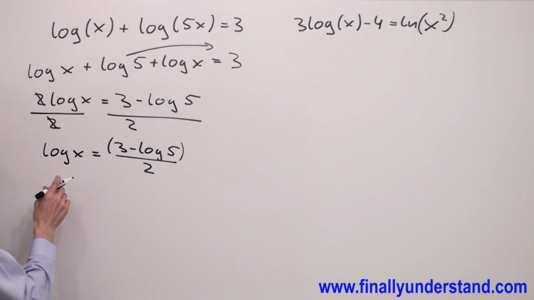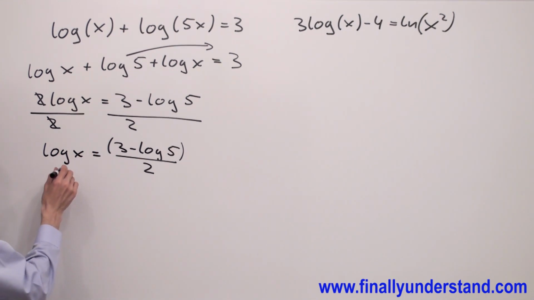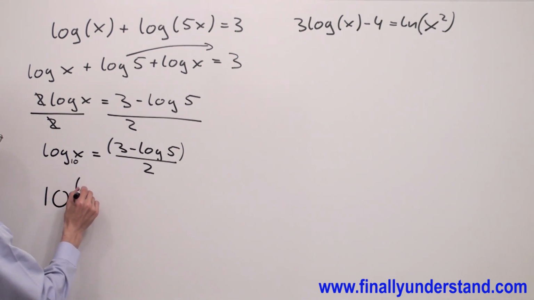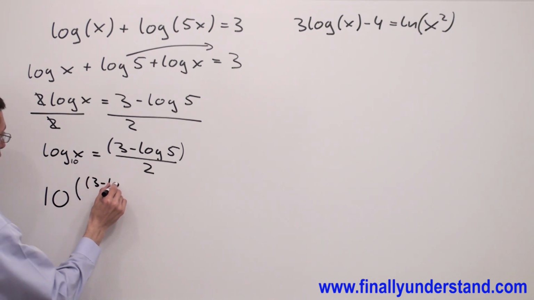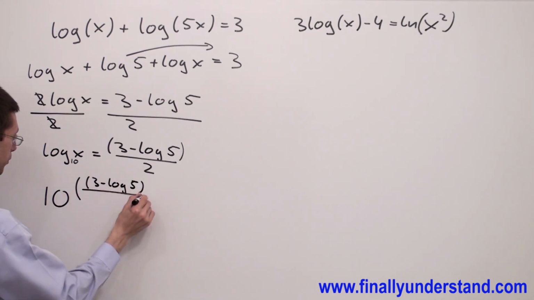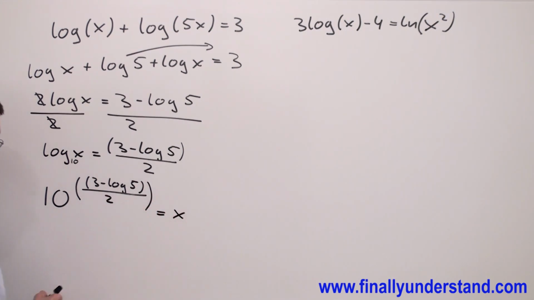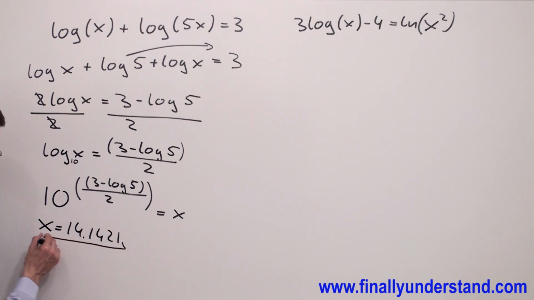Next, I'm going to convert the logarithmic form to the exponential. Please keep in mind that there is an invisible base 10. So I'm going to have 10 to the power of (3 minus log 5) over 2 equals x. Plug this into the calculator and you are going to have x equals 14.1421. This is the solution to your problem.